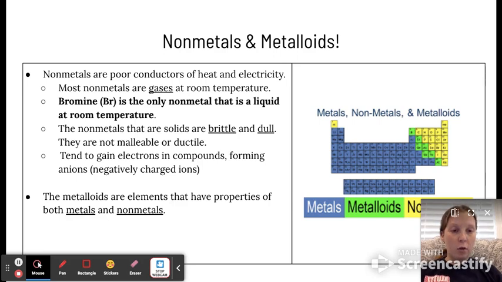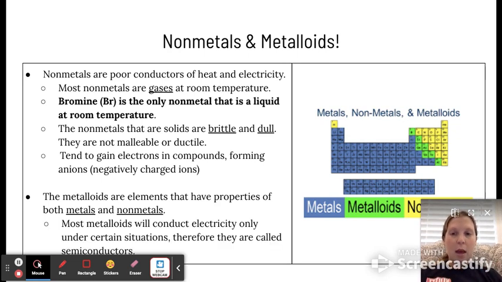Then we've got metalloids, and metalloids are elements that have properties of both metals and nonmetals because they come between them on the periodic table. And most metalloids will conduct electricity only under certain conditions, which is why they are called semiconductors. So a lot of them won't do it by themselves, but in a compound, then they'll conduct electricity.